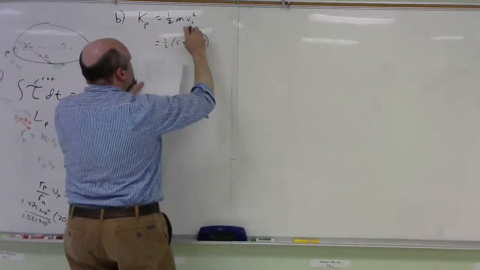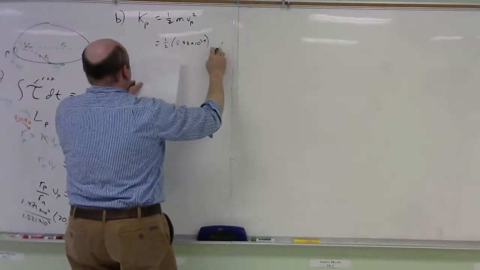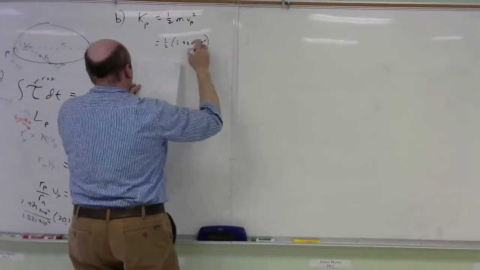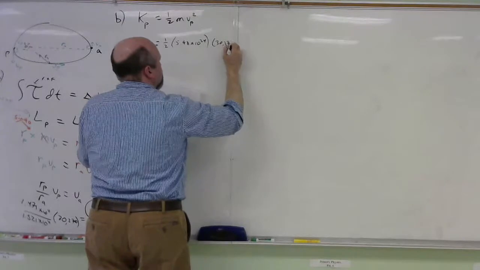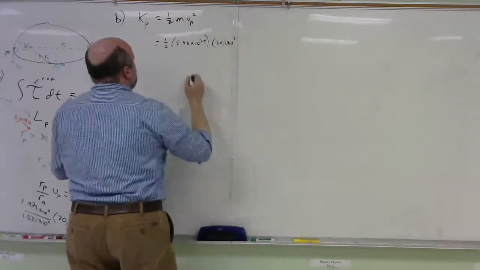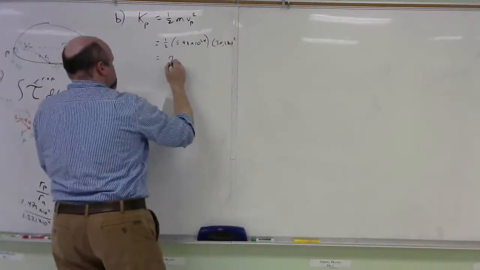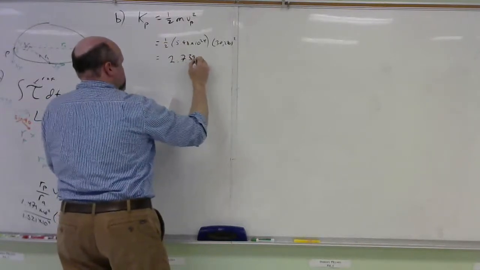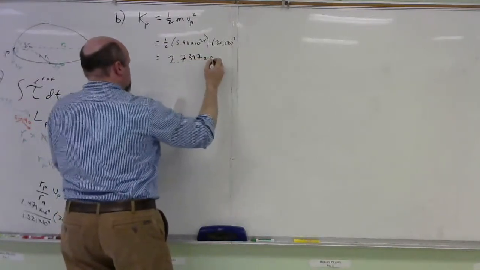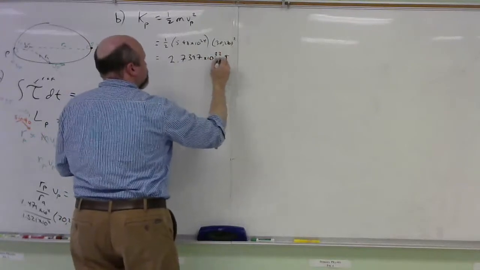What's on the page? Velocity at perihelion. We were given that was 30,270 meters per second. So I can calculate that out, and I got 2.7397 times 10 to the 33rd joules of energy.